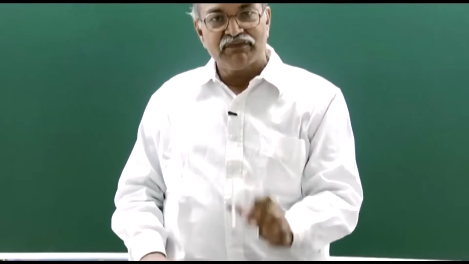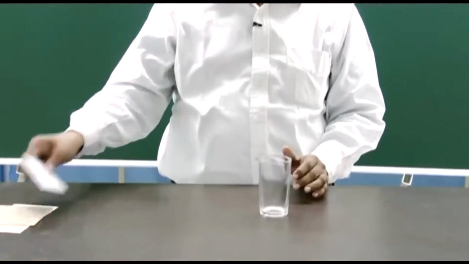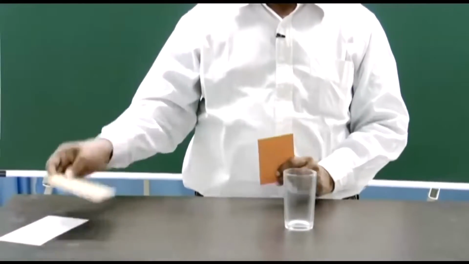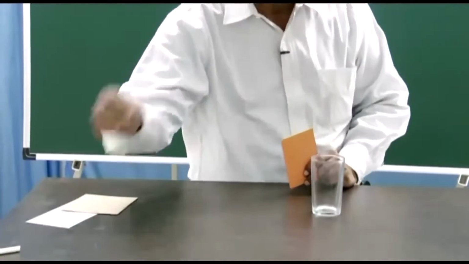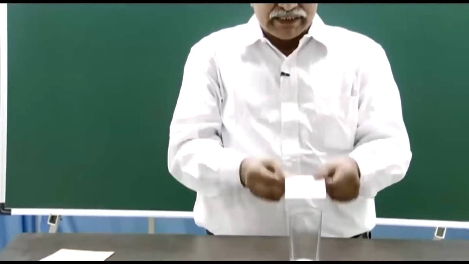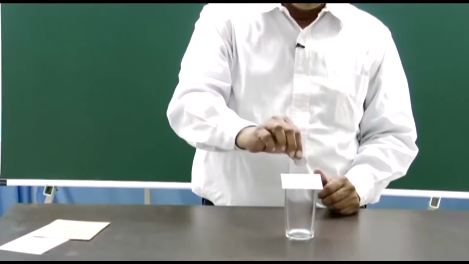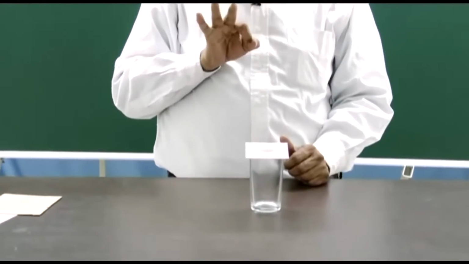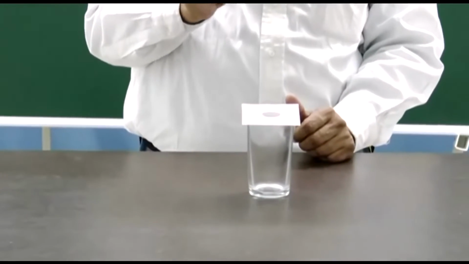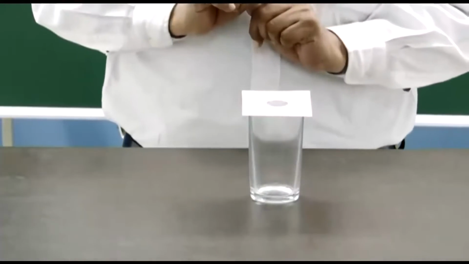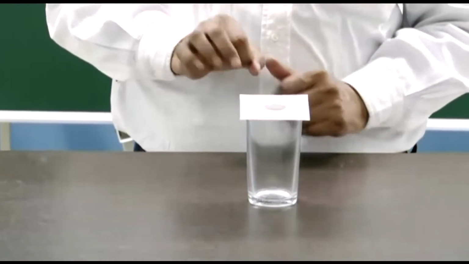So, I will start my discussion with a very famous old experiment known as the card coin experiment, and you know what it is. You have a glass tumbler and you have some kind of card, and then you have a coin. So, you place the card here and then place the coin here and flick the card, and then the coin gets into the tumbler. So, let us do the experiment and see.